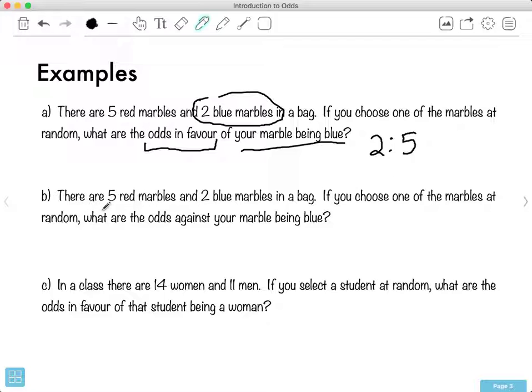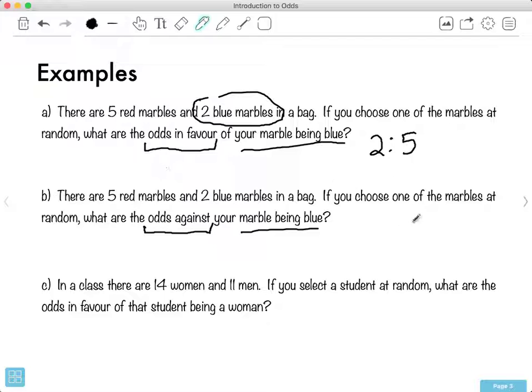Okay, looking at B, there's 5 red marbles and 2 blue marbles in a bag. Same bag, same number of marbles. If you choose one of the marbles at random, what are the odds against your marble being blue? This is almost the exact same example, except for that phrase. The odds against it being blue means that our successful outcomes would be any marbles that are not blue, right? Odds against means you don't want this to happen. So how many marbles are not blue?